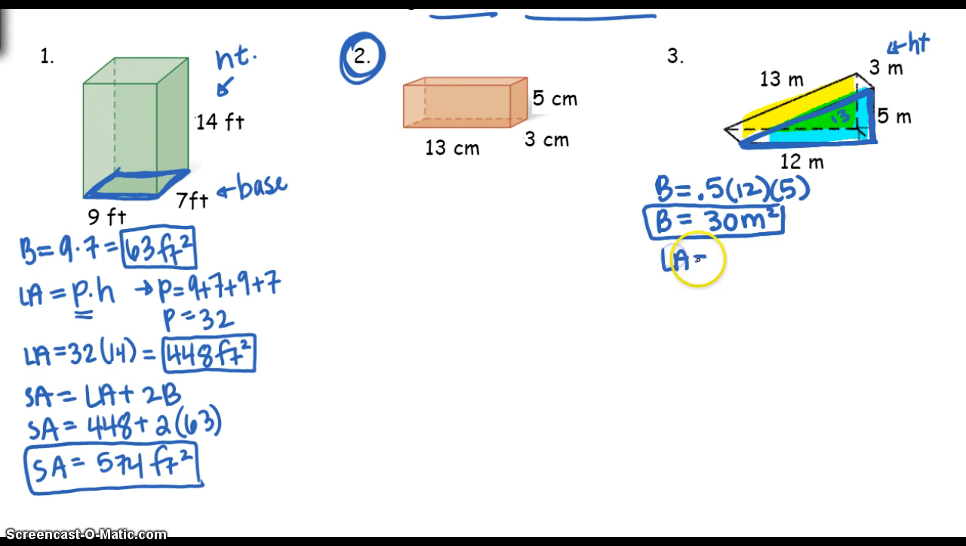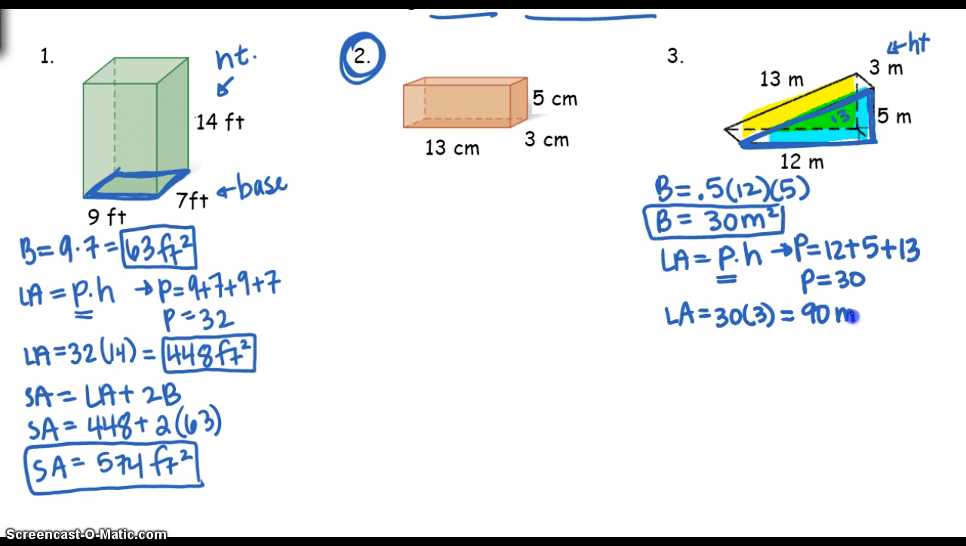Then we have lateral area, which is perimeter times height. Well, we don't know the perimeter yet, so let's find it. Look at your blue triangle here. It's going to be 12 plus 5 plus that 13 we transferred over. So if we add 12 plus 5 plus 13, we also get 30 for this. So now, once we have the 30, we can substitute it in for the perimeter. So the lateral area is going to be 30 times the 3, which is going to be 90 meters squared. So there's our lateral area.